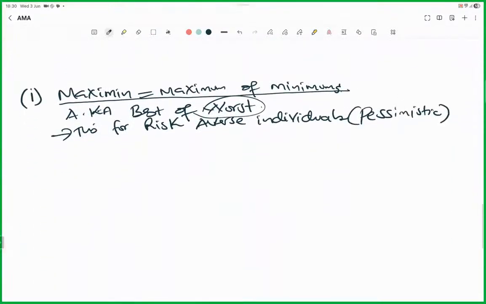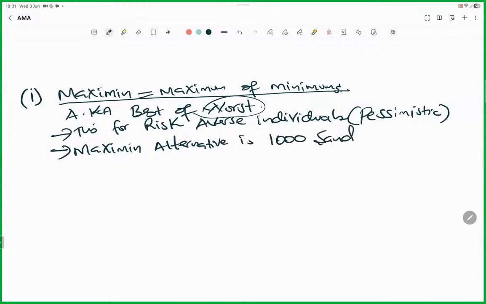So in this case here, the maximini alternative. Why not the negatives? Okay, fine. The maximini alternative is 1,000 sandwiches. I will always remember this lady is the one who taught me the proper spelling of the word sandwiches. I will always remember that. I can never forget that.